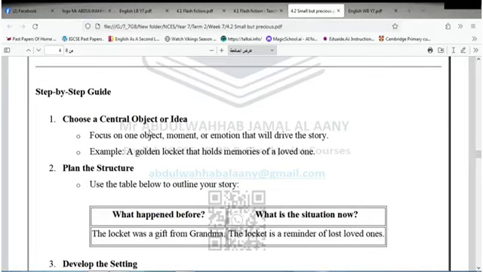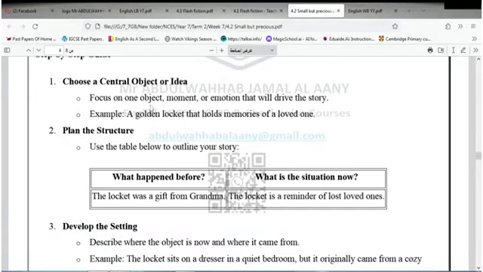And that fig, when I see it, when I smell it, when I taste it, it will remind me, it will create a memory in my mind about my homeland. So the idea of the fig, or the idea of the object, is to create a flashback and shift you from present into past. So you have to move from present to past and then go back from past into present to say what is going on. An example is a golden locket that holds memories of loved ones.